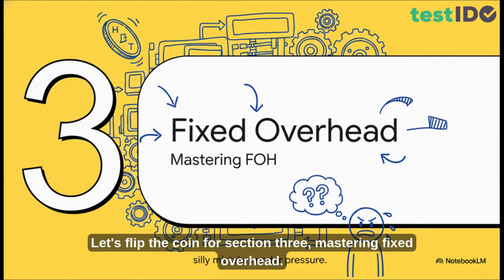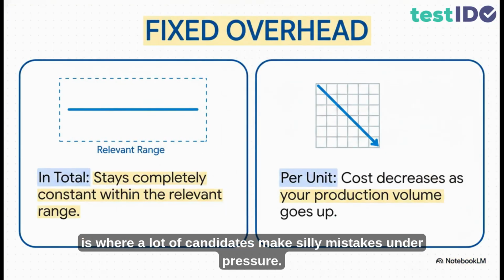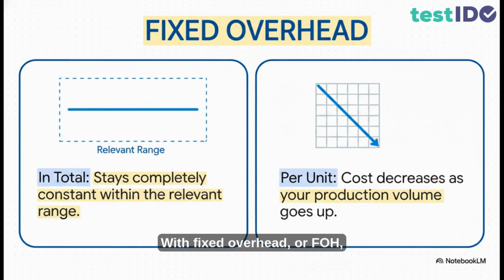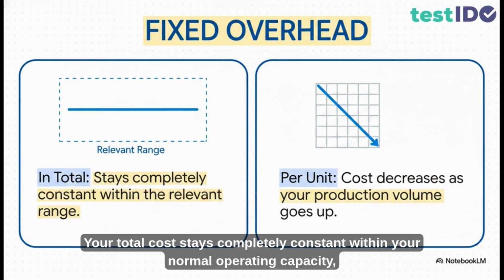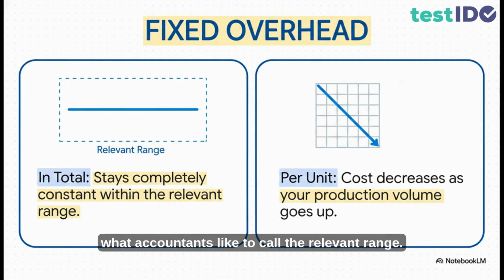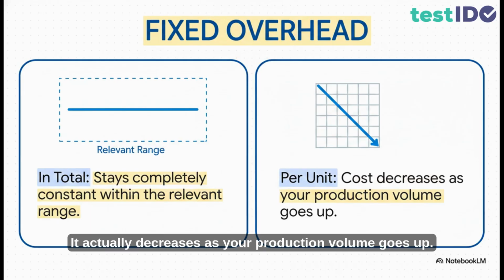Let's flip the coin for Section 3, Mastering Fixed Overhead. You really want to pay close attention here, because this is where a lot of candidates make silly mistakes under pressure. With fixed overhead, or FOH, the behavior is literally the exact opposite of what we just learned. Your total cost stays completely constant within your normal operating capacity, what accountants like to call the relevant range. But look at the per unit cost. It actually decreases as your production volume goes up.